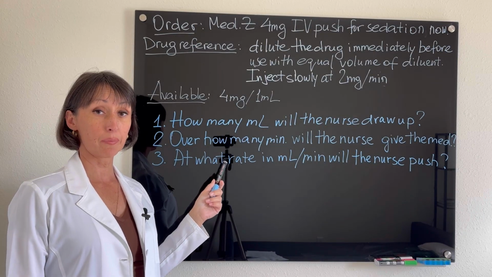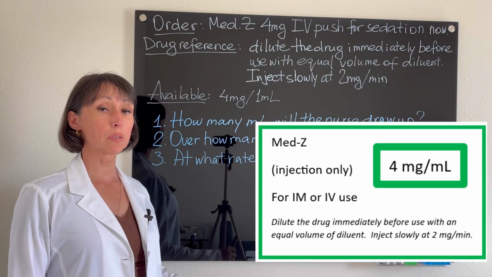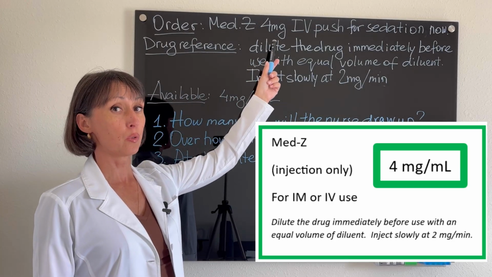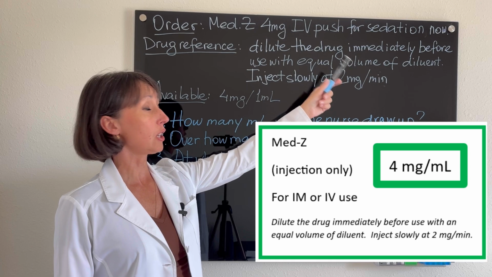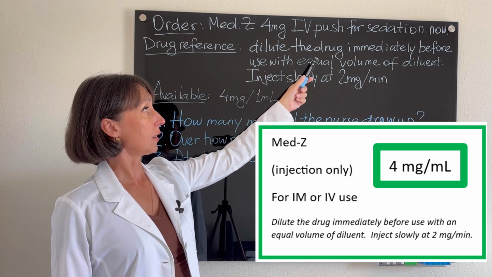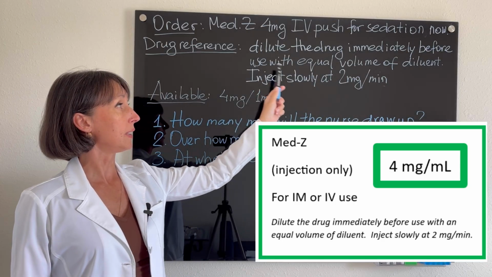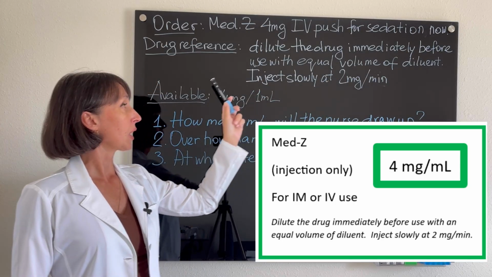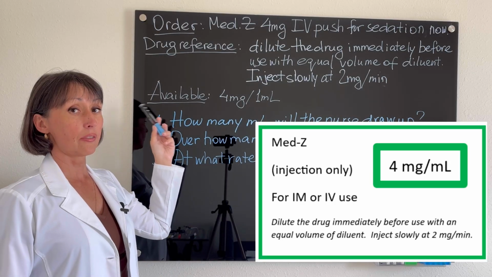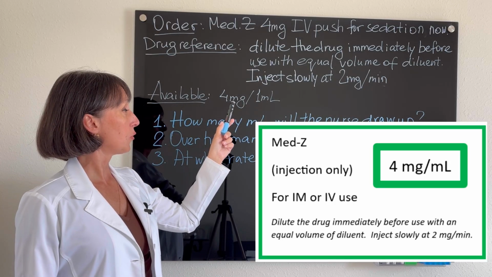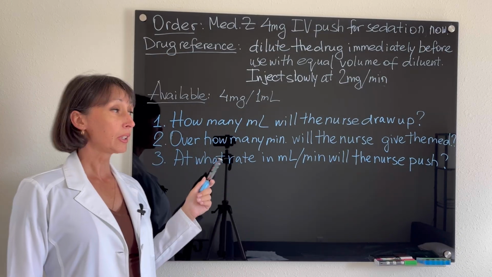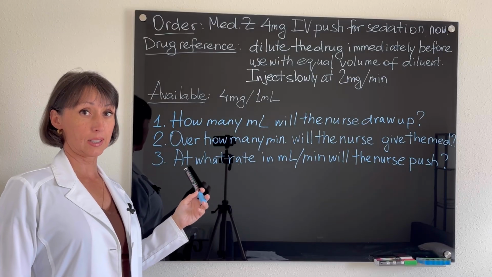Here's our next problem, and you can see the label for this problem. And here's our order. Medication Z, we have to administer 4 milligrams IV push for sedation now. And the drug reference says that we need to dilute the drug immediately before use with equal volume of diluent and inject slowly at 2 milligrams per minute. And available medication is 4 milligrams per 1 milliliter. That's our available concentration.